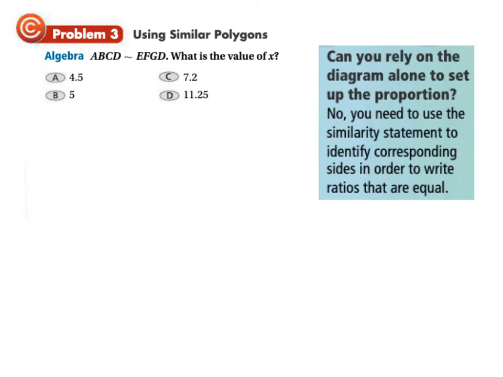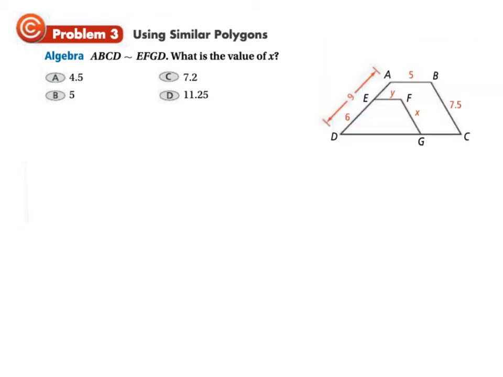Now, can we rely on the diagram alone for the proportions to match? No, we need to use the similarity statement just to be sure that we've got the corresponding sides in order. So we can do that by, again, saying DE, last letter to first letter on this one, corresponds with D to A, last letter, first letter on that one, so 6 to 9. And you can then set that up equal to x to 7.5, for example.